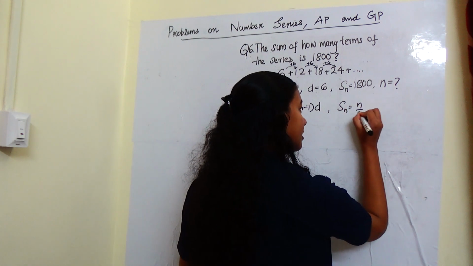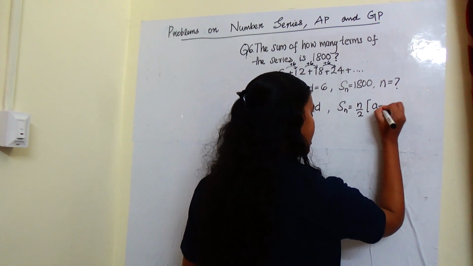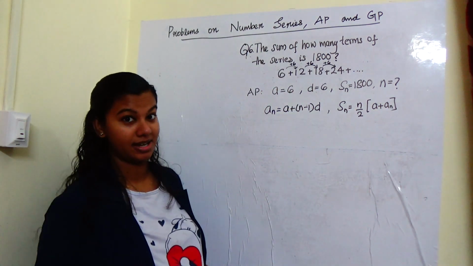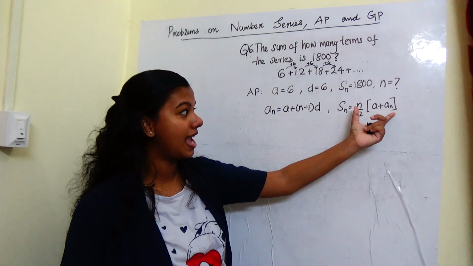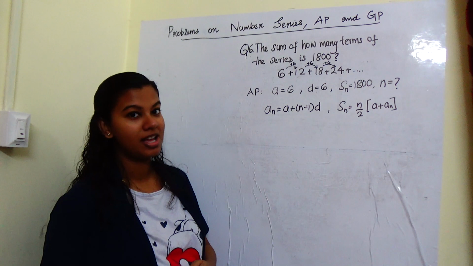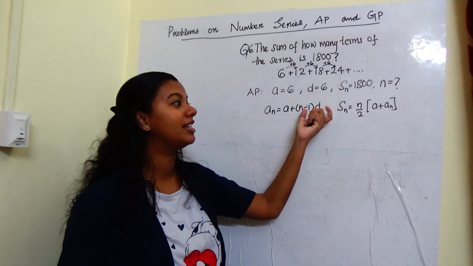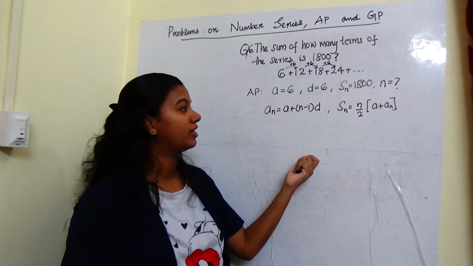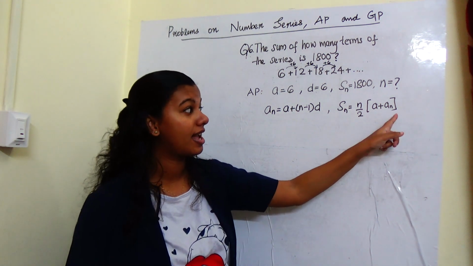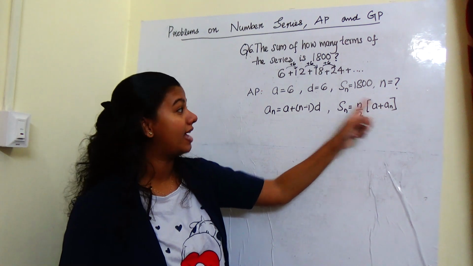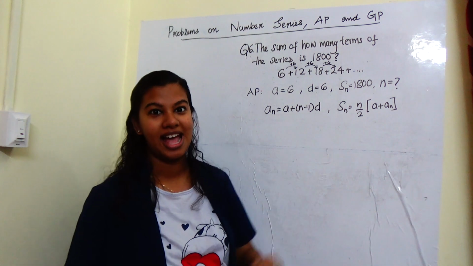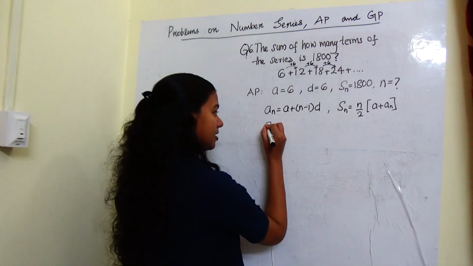Sn equals n by 2 into a plus an. So here also an and n are unknown. We know what is Sn, okay? So what we do? We combine these two equations so that we can find the value of n. How I can do? In this Sn, an is unknown. So I'll substitute this an value in this Sn and let's see what's going to happen.